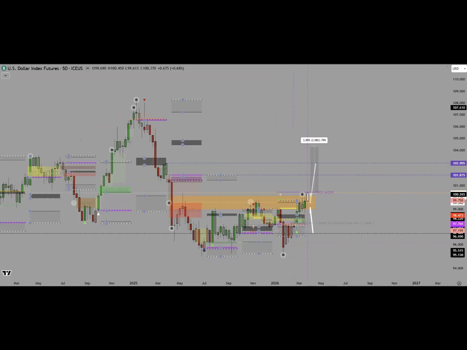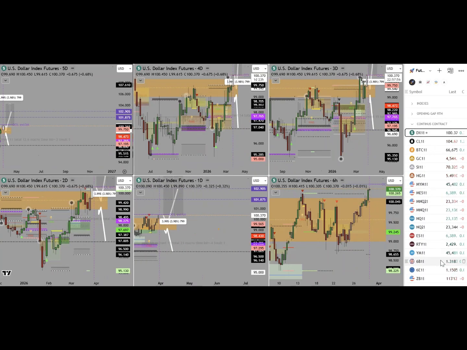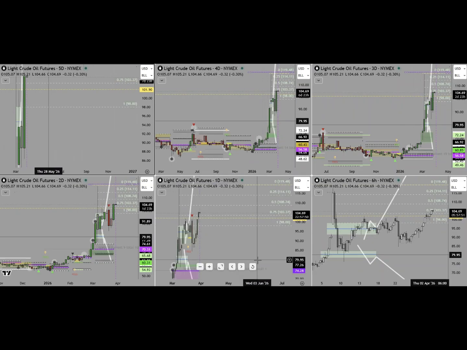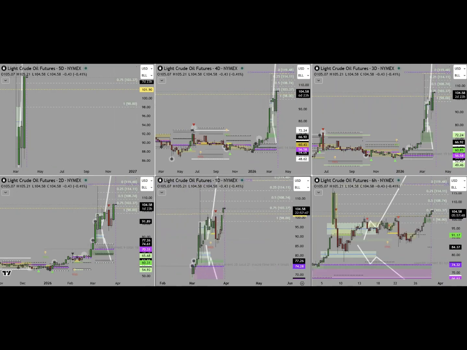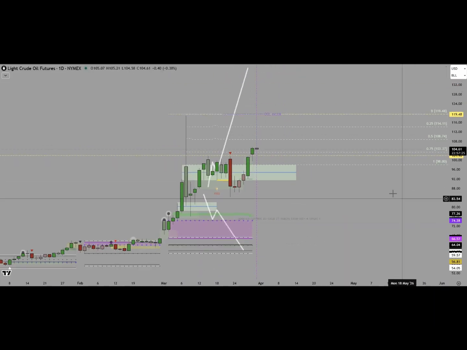And the last projection is going to be for the oil. This oil. We said that price is going to move higher while we are above this. It made a little manipulation here, fake market structure, trapped people short, and then continued going higher. Interesting.